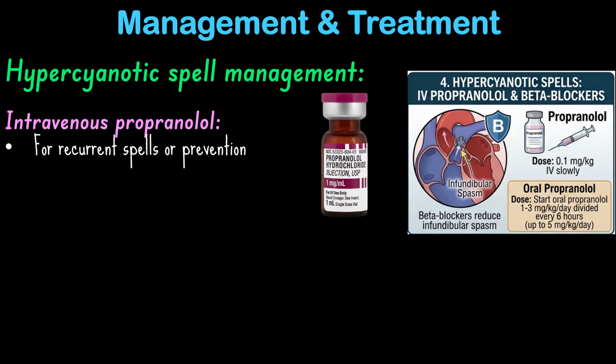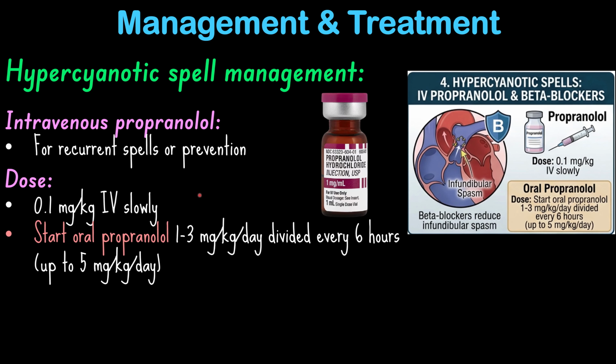For recurrent spells, intravenous propranolol can be given at 0.1 mg per kilogram slowly, or you can start oral propranolol at 1 to 3 milligrams per kilogram per day, divided every 6 hours, up to 5 milligrams per kilogram per day. Beta blockers reduce infundibular spasm.